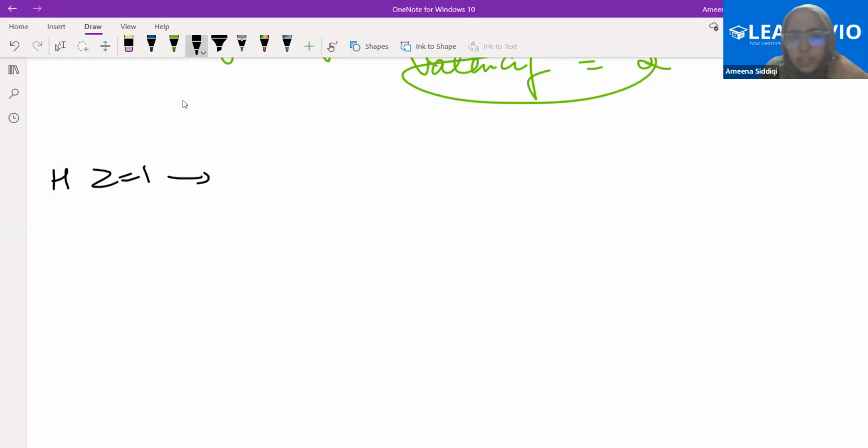What will be the electronic configuration? 1 electron in the first shell. The second one is helium. Z is equal to 2. That means 2 electrons in the first shell. This is an inert gas, mind it, a noble gas, right?